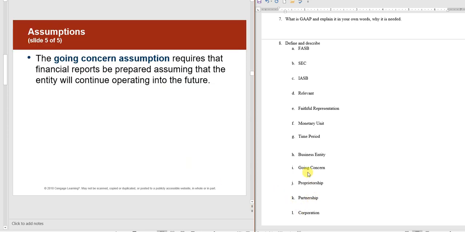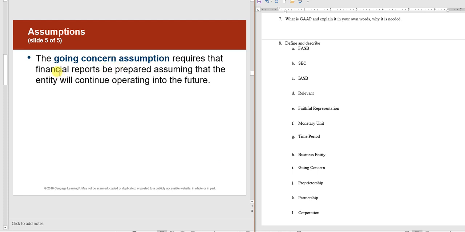I'll go back up here to going concern. So I might want to put a little arrow there. Those are different types of business entities. We will basically assume that a business is going to keep going. When that assumption cannot be met, you have to make additional disclosures in the financial statements. But basically, we don't revalue everything as if it was a liquidation sale. We assume the business is going to keep going.